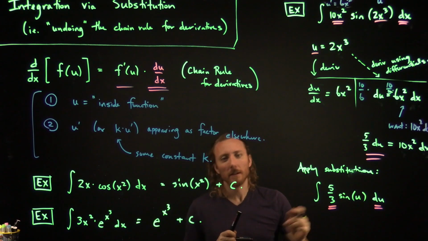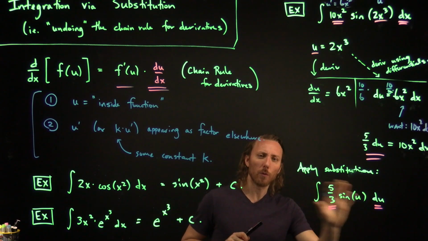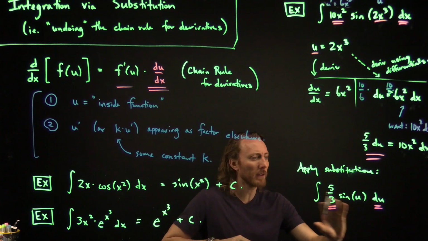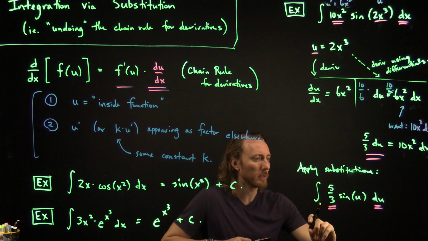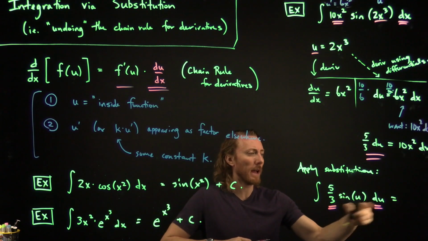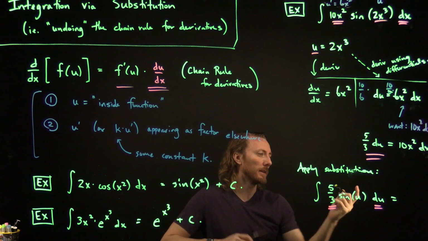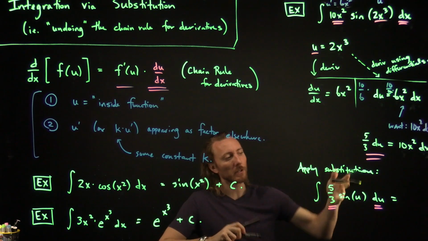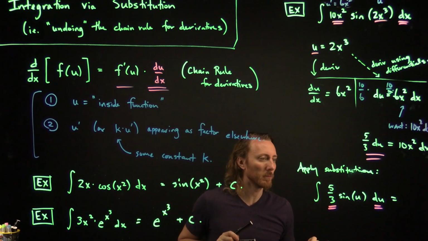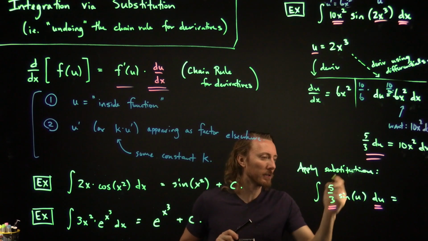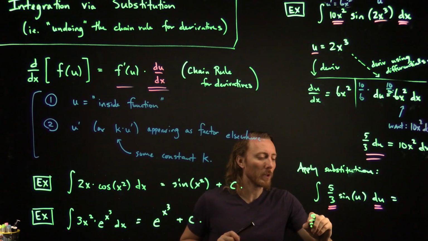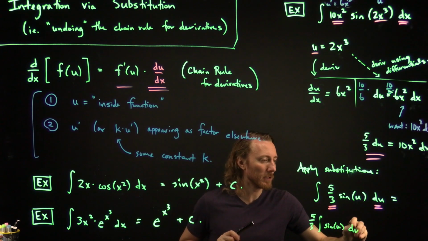But check it out. This expression now requires no thinking in terms of the chain rule. This expression we can simply evaluate because everything's in terms of u here. Look, sine u and du. We've taken the original integral in terms of x and now converted it to one in terms of u. And hey, that 5/3 is just a constant multiple. If we want to, we could just factor it out. And then we have 5/3 integral sine u du.